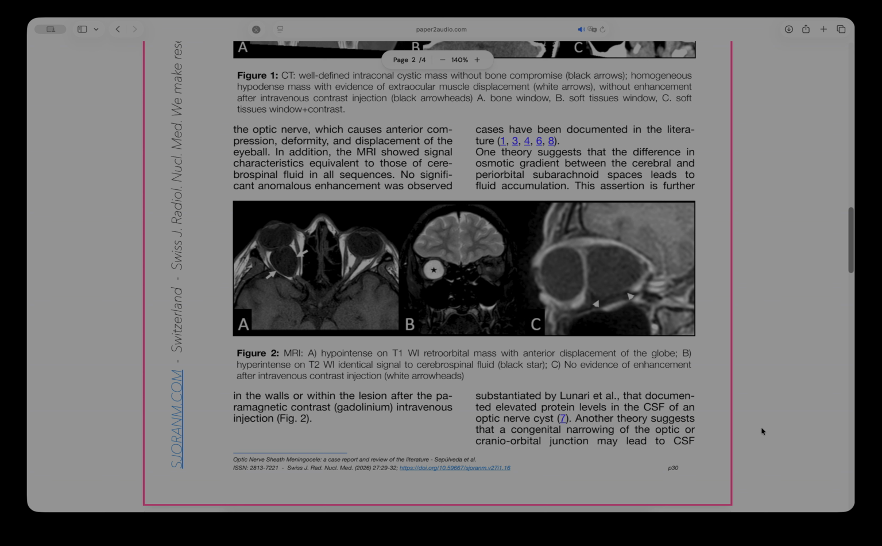Figure 2 summary. The figure shows MRI images. The images depict a retro-orbital mass that is hypointense on T1-weighted and hyperintense on T2-weighted images, exhibiting a signal similar to cerebrospinal fluid. There is no enhancement visible following intravenous contrast injection. The mass causes anterior displacement of the globe.